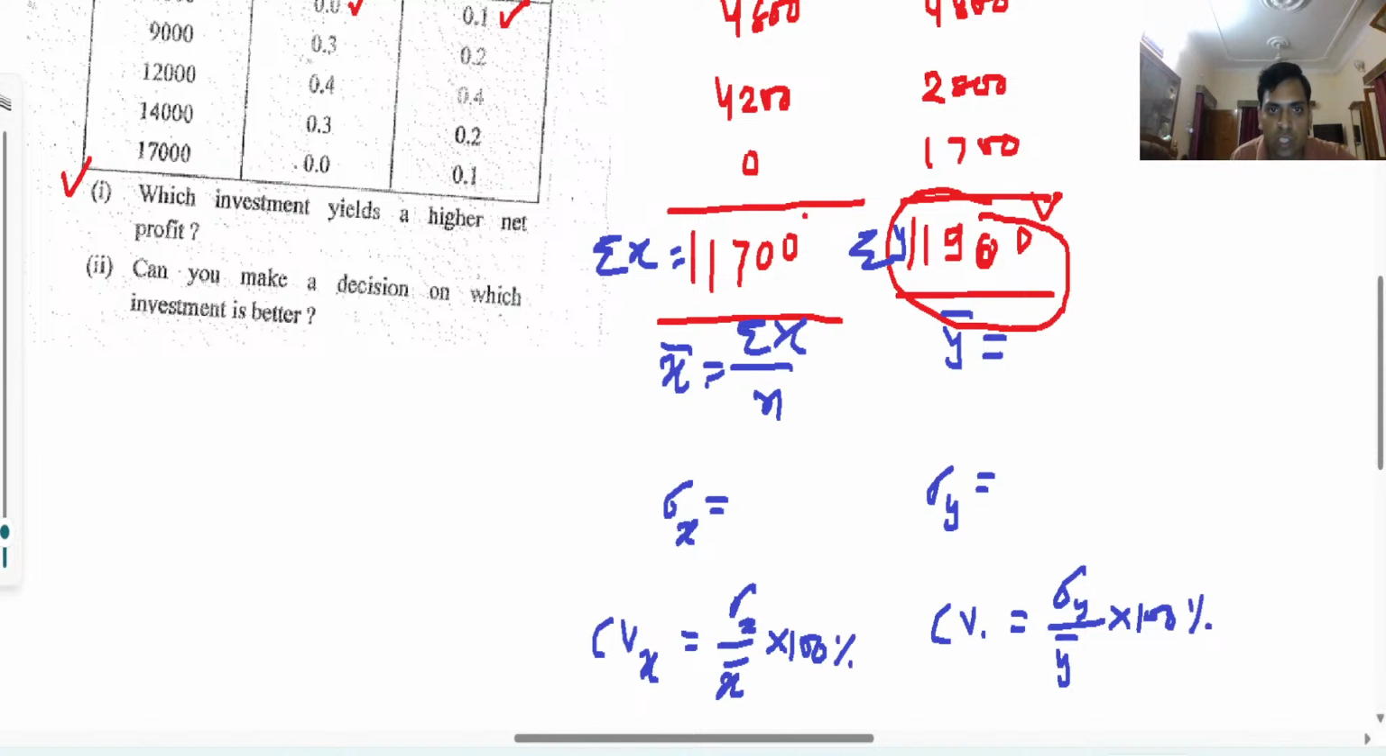So two things. First, you need to find the mean of both series using this data. And second, you need to find the standard deviation for both series using the standard formula, that is the square root of summation X minus X bar squared divided by N. Then you can find sigma X and put it in this formula. Now, which investment is better?